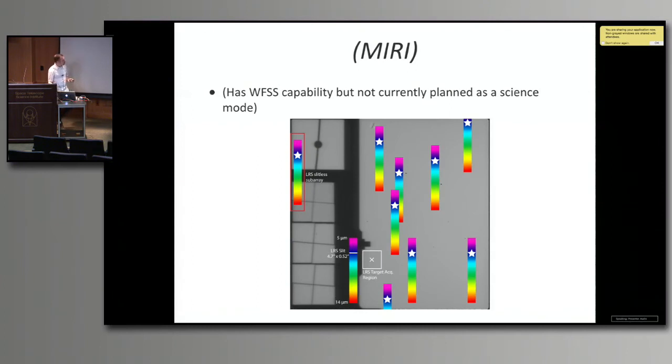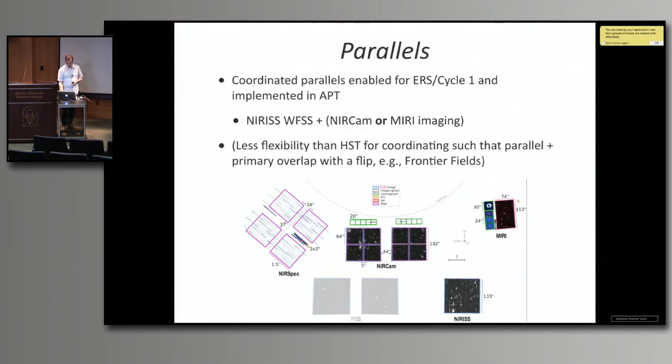And so I mentioned this before, that MIRI has a wide field slitless capability, and that's just because if you put a target on the low resolution slit with MIRI, you basically still let light through the rest of the detector, and so you get little dispersed spectra of anything else that happens to be in the field of view here. But again, at least for cycle 1, as far as I understand, that's not currently planned as a science mode, though it is there in the telescope.